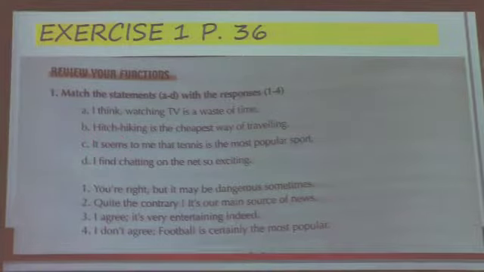Okay, so let's check the answers. The first one, I think watching TV is a waste of time. Yes, here you are. We're going to match it to response number 2. Quite the contrary, it's our main source of news.